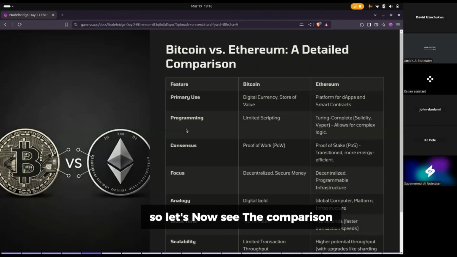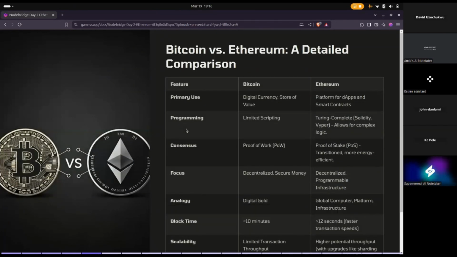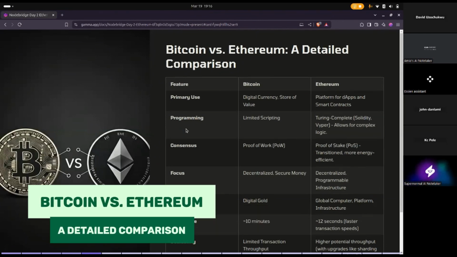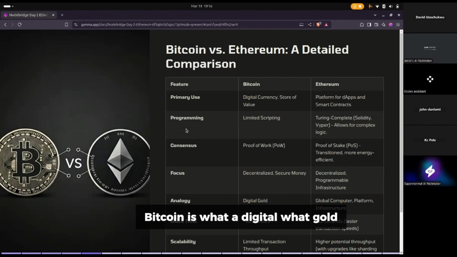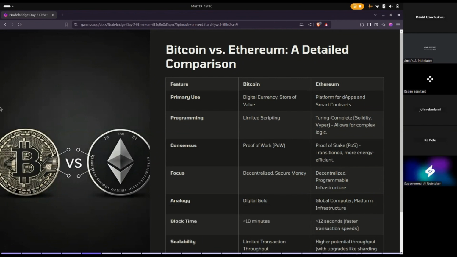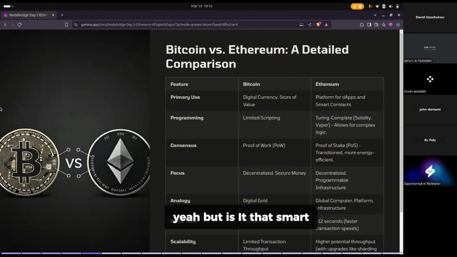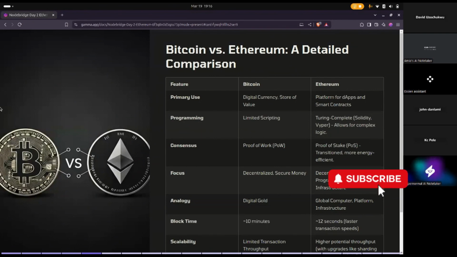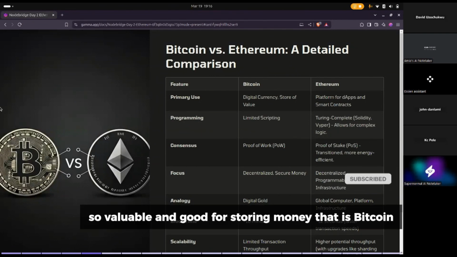So let's now see the comparison, Bitcoin versus Ethereum. Bitcoin is digital gold. Just look at Bitcoin like that. It's the digital gold for this era. But is it that smart? It has a lot of value, so it's actually smart, but no contracts. That's the difference. So it's valuable and good for storing money.